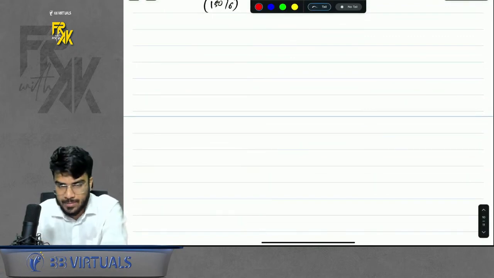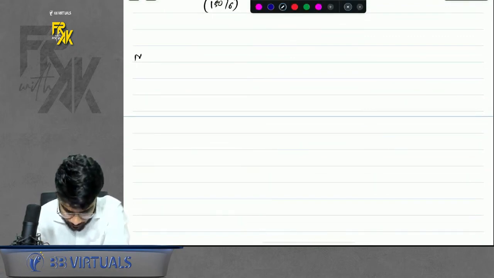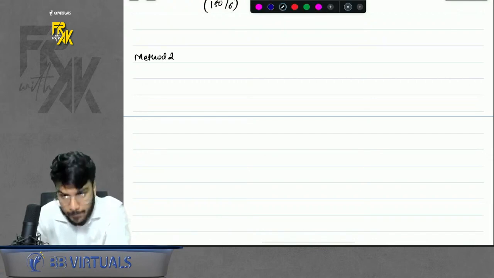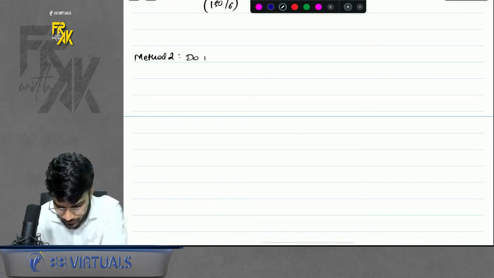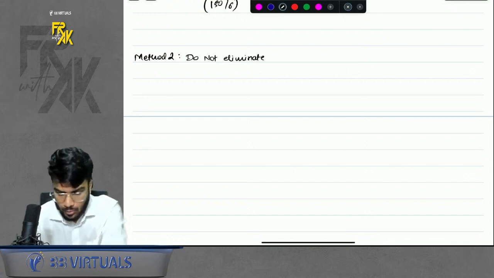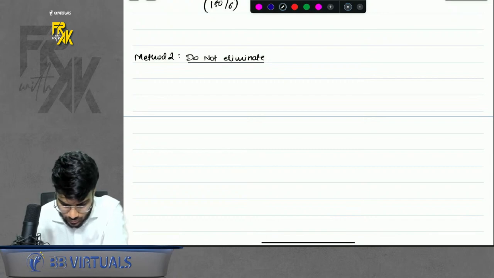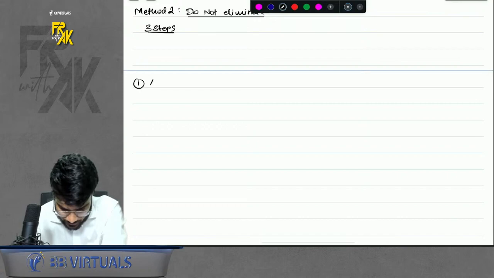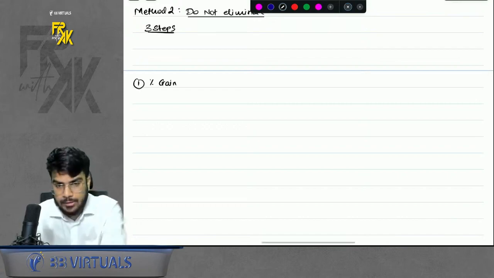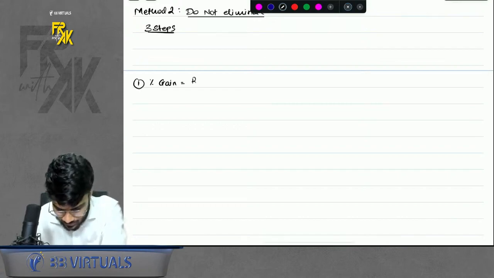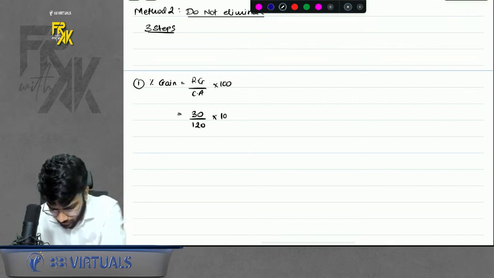Method number 2 is the simplest method, where we do not eliminate accumulated depreciation. Here we will follow 3 steps. Step number 1 is finding the percentage gain, that is revaluation gain divided by carrying amount into 100. That is 30 divided by 120 into 100, and that will give you a percentage of 25%.